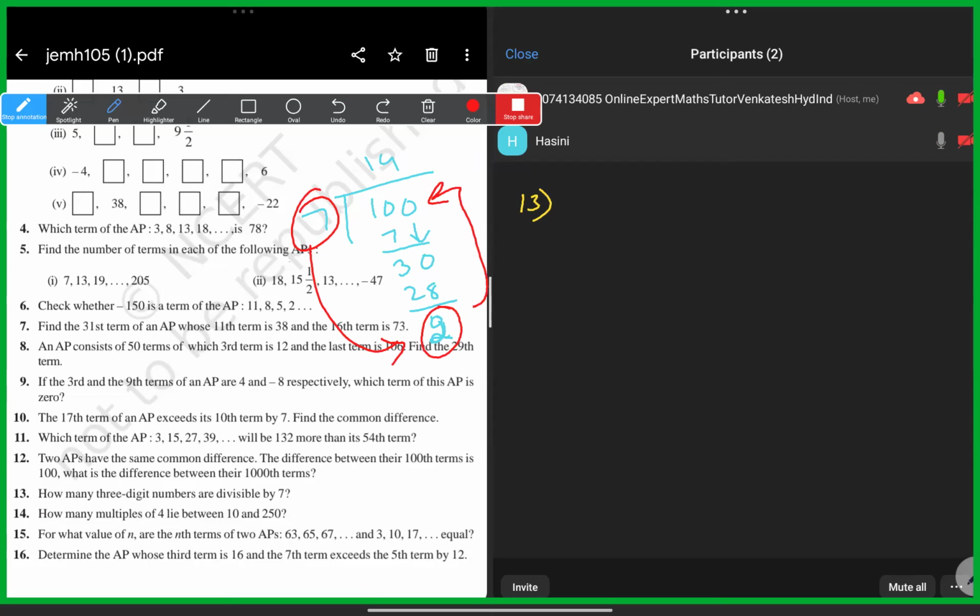If you want to find any number divisible by something after a given number, the next number exactly divisible by 7, this is the procedure. Otherwise, if you don't want to remember this, we have to check 101, 102, 103, 104 like that until the first number which is exact. If you want, you can check now: 105 divided by 7 will be exact.